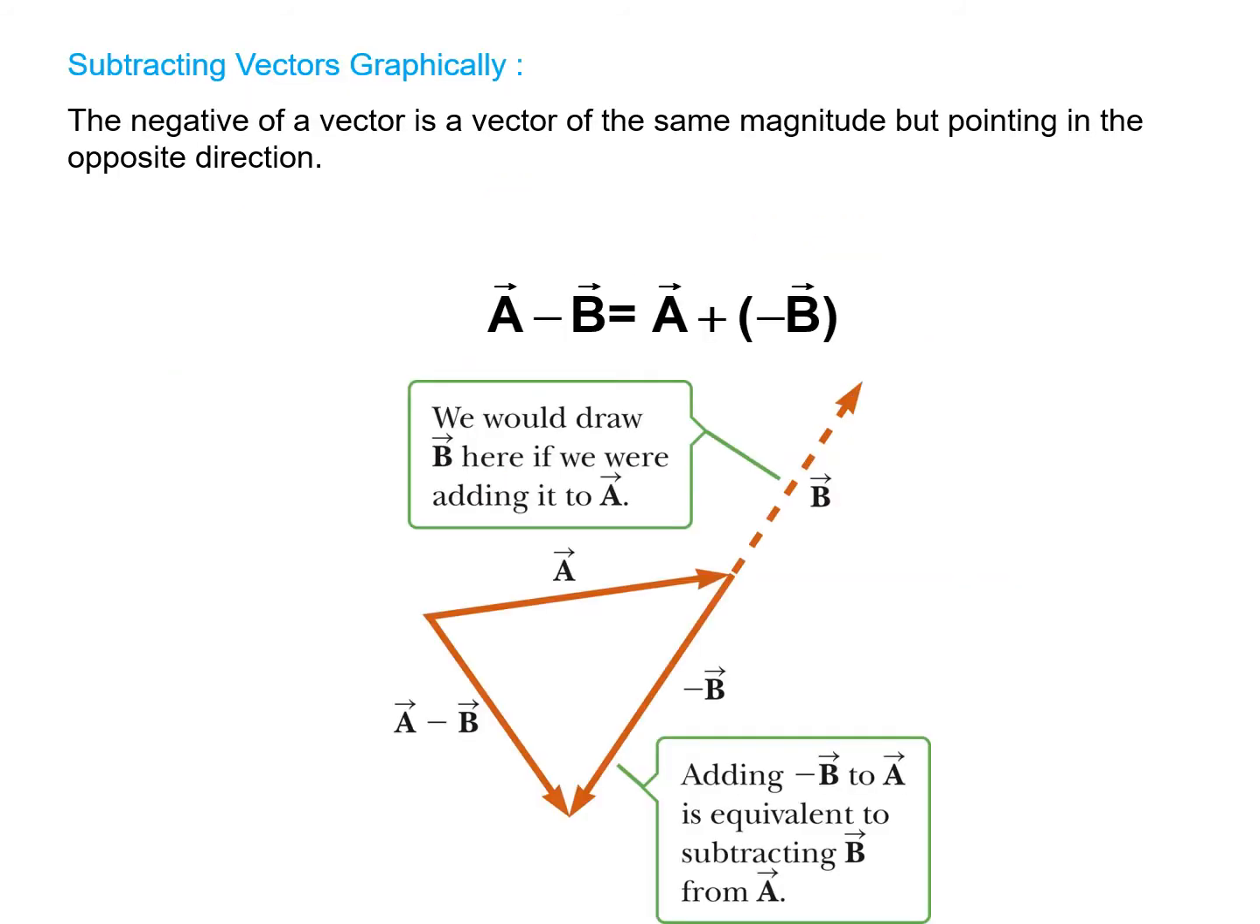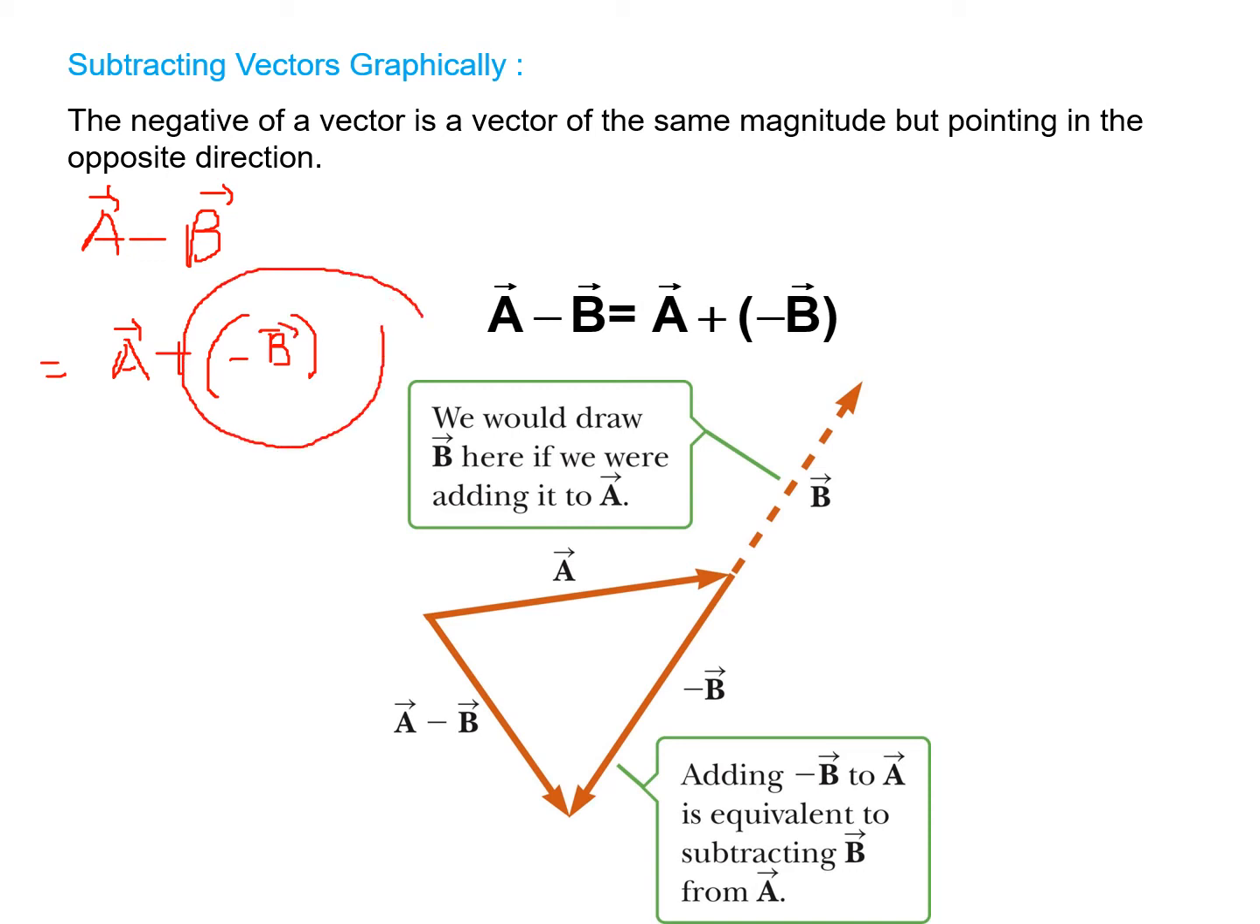Subtracting vectors graphically, how to do it. The negative of a vector is a vector of the same magnitude but pointing in the opposite direction. So if you have vector A minus vector B, it is actually vector A plus the negative of vector B. What does it mean by the negative of vector B?